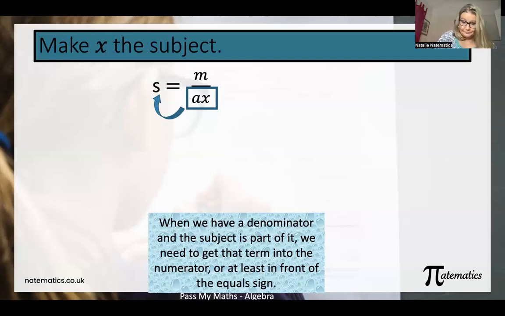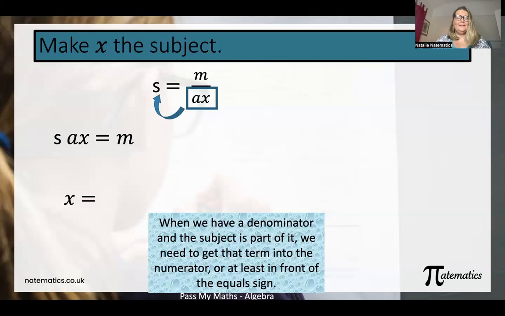Okay, so what we're going to do is we're going to multiply both sides by ax, a times x. So we end up with x. So we've got s times a times x. And remember, in algebra, we don't tend to put times. So if I was going to show what was going on, I say x times a, s times a times x.